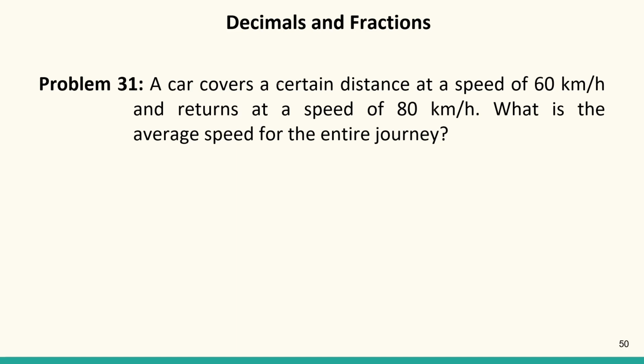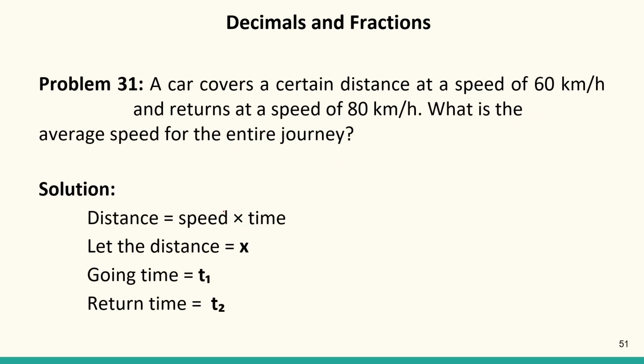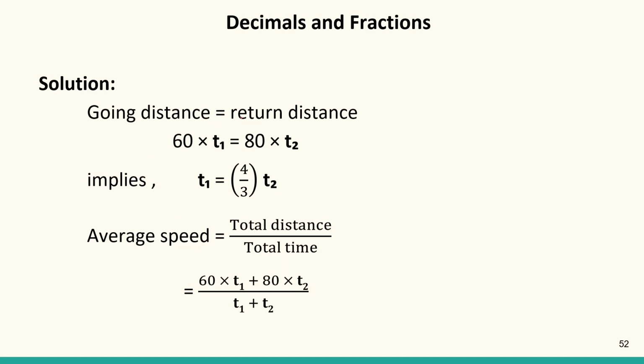A car covers a certain distance at a speed of 60 km per hour and returns at a speed of 80 km per hour. What is the average speed of the entire journey? Distance is equal to speed into time. Let the distance be x, going time t1 and return time t2. Going distance is equal to return distance, so 60 into t1 is equal to 80 into t2. This implies t1 is equal to 4 by 3 into t2, that is 80 by 60 into t2.